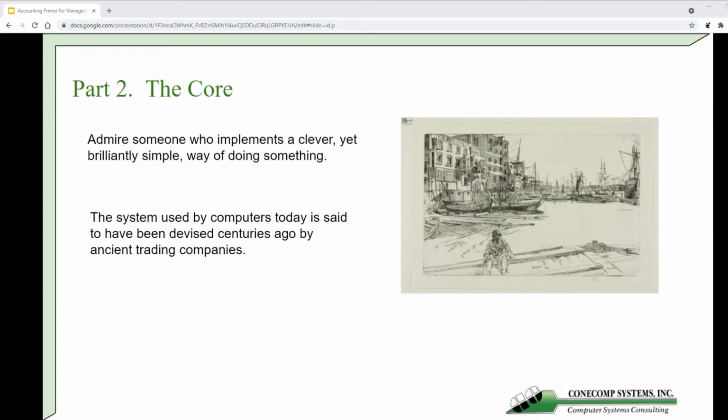Okay, welcome to part 2 of our accounting primer for managers. And here we're going to discuss the core of an accounting system.